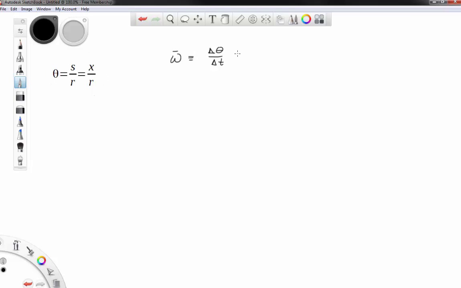So this right here then becomes basically delta of x over r divided by delta t. And r is the radius of your wheel, so r is not really changing. So this right here can become 1 over r times delta x over delta t. But delta x over delta t, by definition, is the average of the translational speed. So that means that we've just shown that the average rotational speed is the average translational speed over r for an object that rolls without slipping.